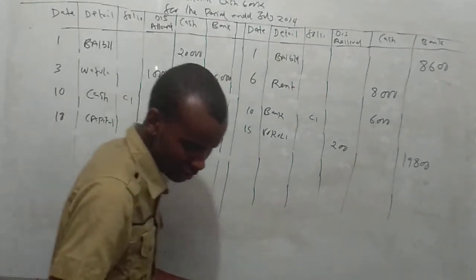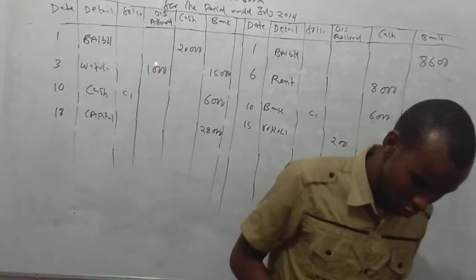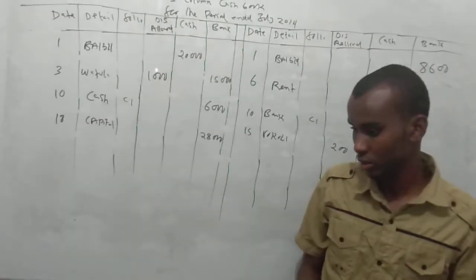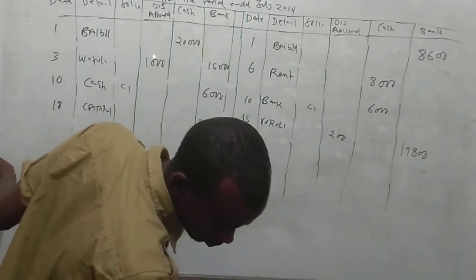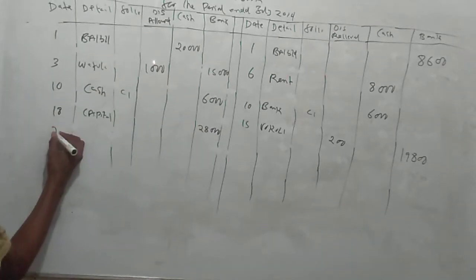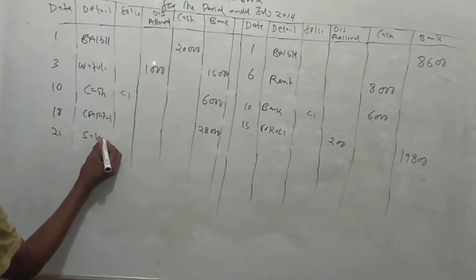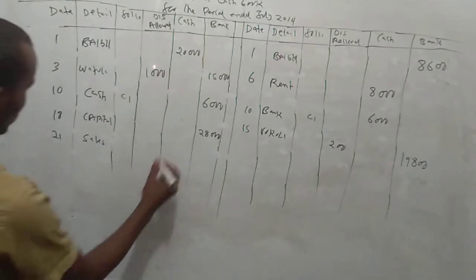After 18th, you have 21st. On 21st, you are told cash sales of 12,000. That is direct. This date, 21st, sales of 12,000.